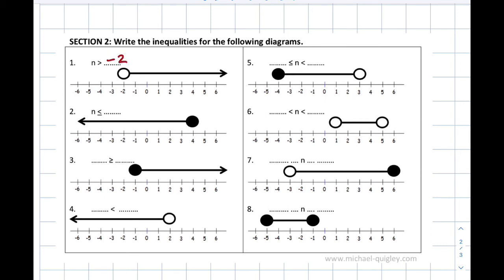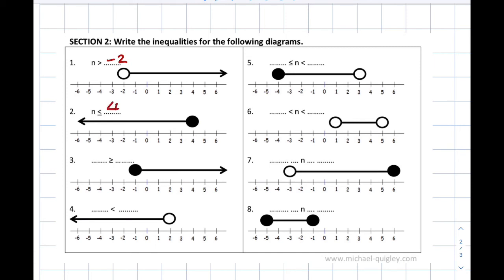For the next one, we want to show that n is less than or equal to something. Well, how's that shown on this diagram? All these values here are less than or equal to 4. We know it's equal to 4 as well because the circle is actually filled in.